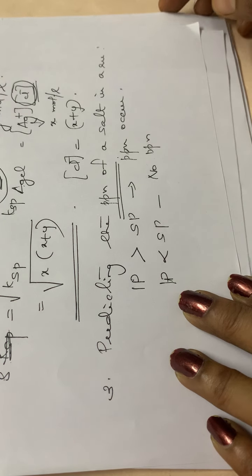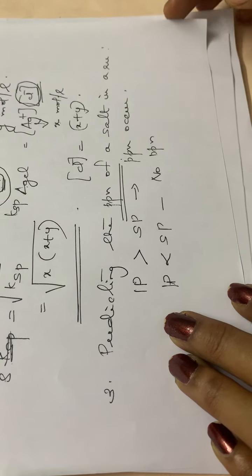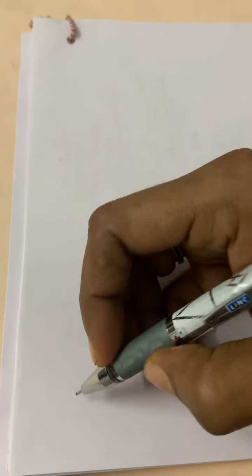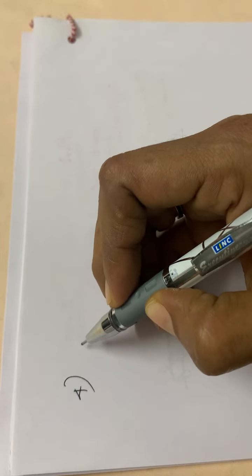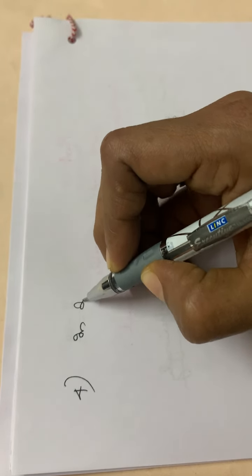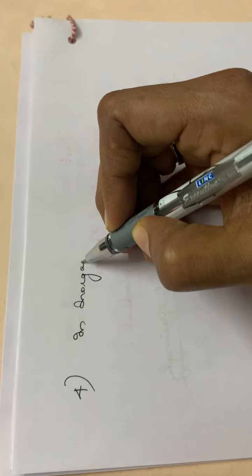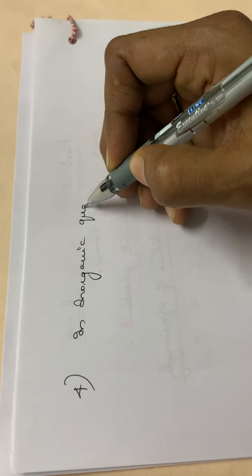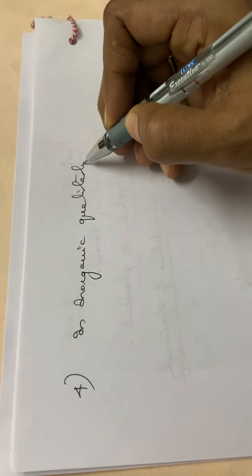Then the next one: the solubility product is used in inorganic qualitative analysis. You are familiar with inorganic qualitative analysis. In your S3 and S4 you have done the practicals, no? So the fourth one is use in inorganic qualitative analysis.